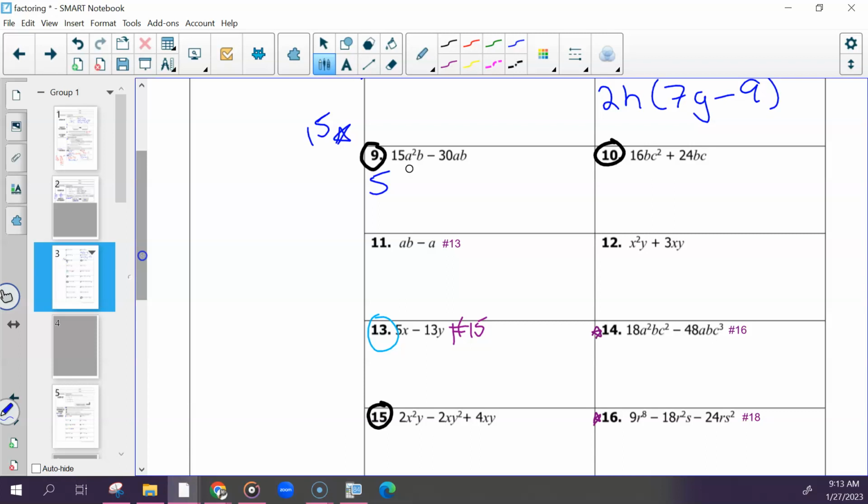Can we take out 2 A's? Do they both have 2 A's? No. So we can take out 1A, 1B. So if you don't choose the highest number, and I divide this by 5AB, then I get 3A minus 10... minus 6. I divided by 3, my bad. Minus 6. They both have at least 1A, and then they both have a B. So even though one has 2 A's, you can't do the 2 because both of them don't have 2.